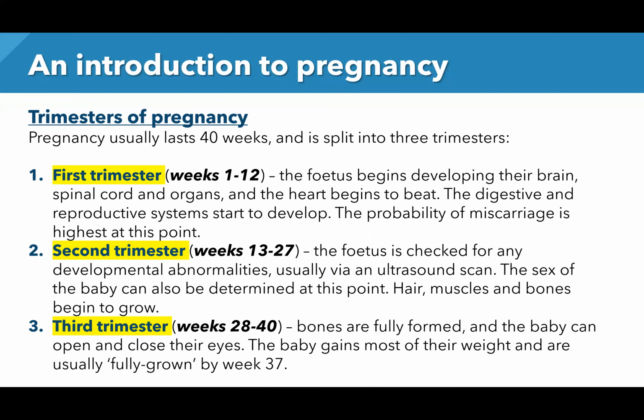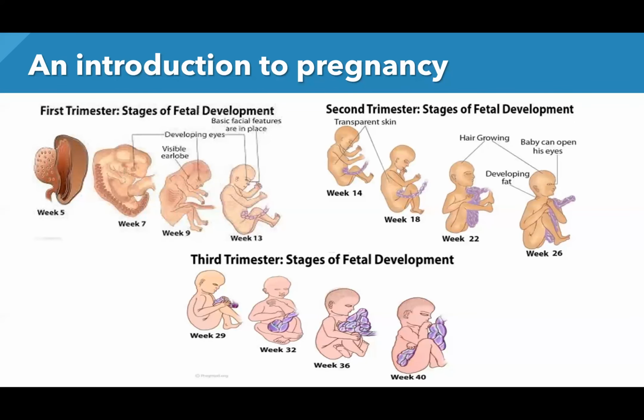start to develop. In the third trimester, which is weeks 28 to 40, the bones are fully formed and the baby can open and close their eyes. The baby gains most of their weight and are usually fully grown by week 37. And at this point, the birth will usually occur. And these are some more diagrams which illustrate how pregnancy occurs and the development of the baby during the 3 trimesters of pregnancy.